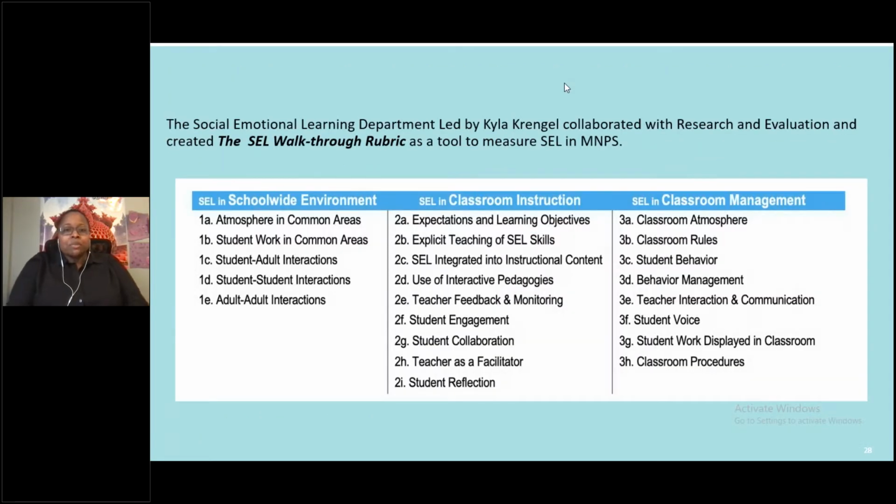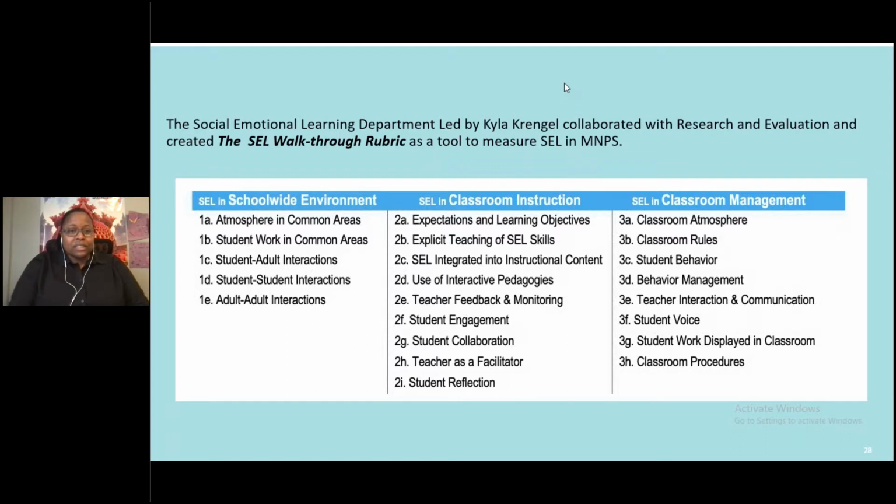So in Metropolitan Nashville Public Schools, we have a social emotional learning walkthrough rubric, and we use this tool to measure SEL in MNPS. This walkthrough rubric started 9 years ago. MNPS was a part of the CASEL 8, and we worked with our CASEL consultants to create a walkthrough rubric that started with 14 pages, went to 7 pages, then 5 pages, and now we're down to 3 pages.